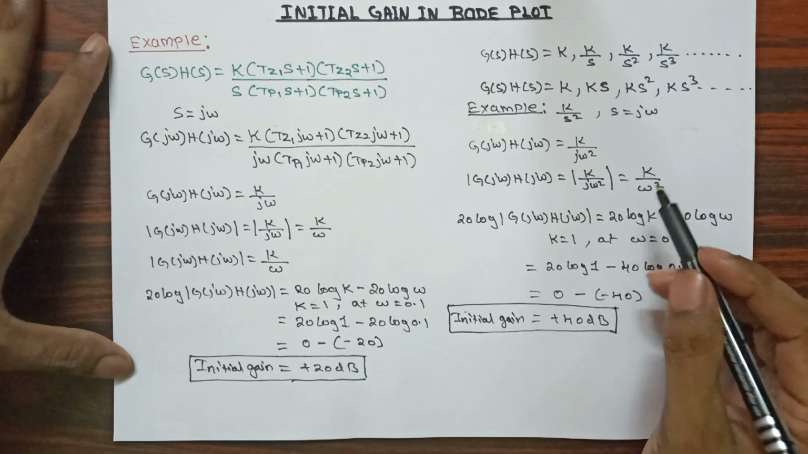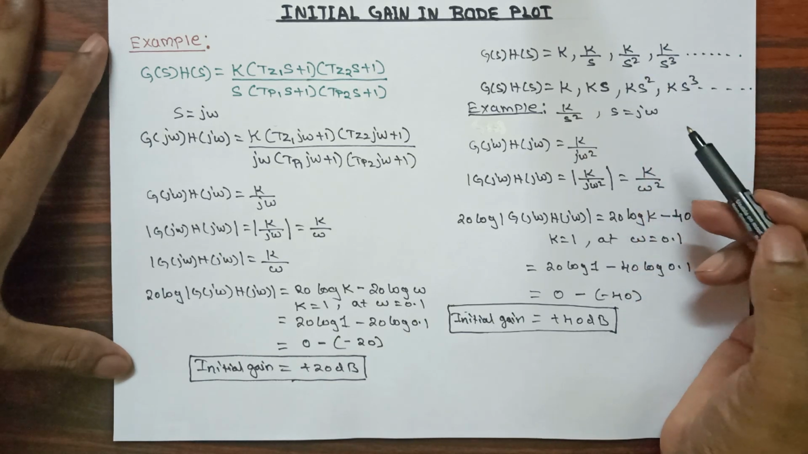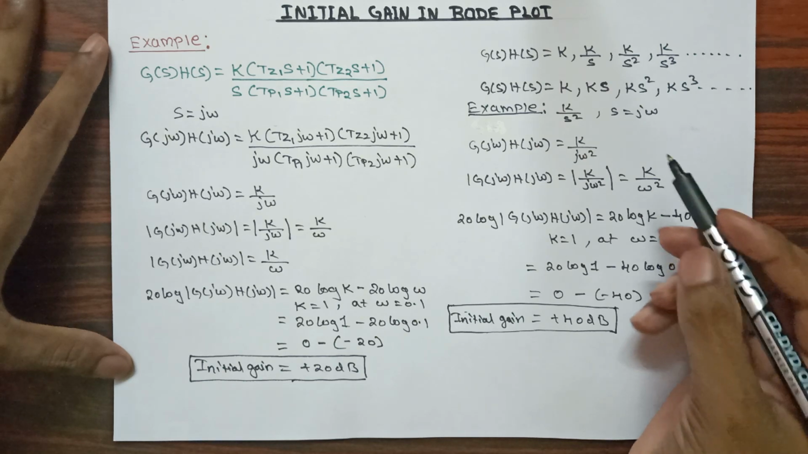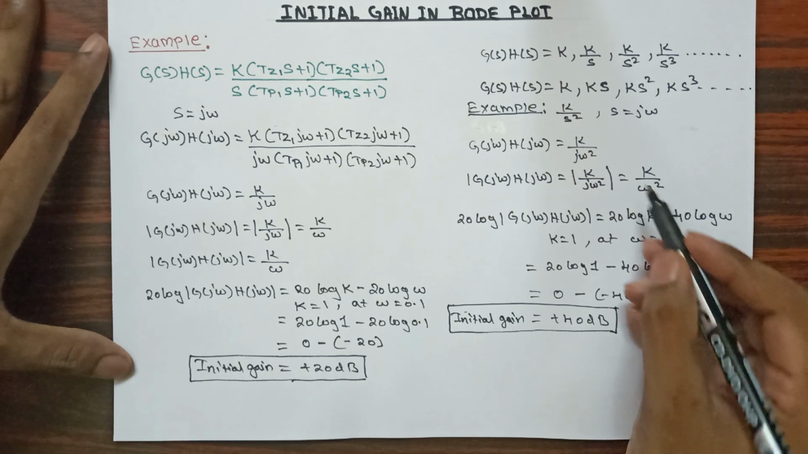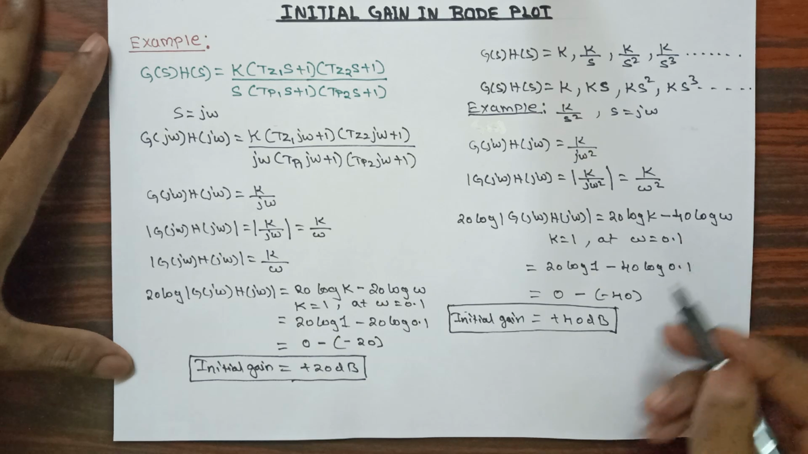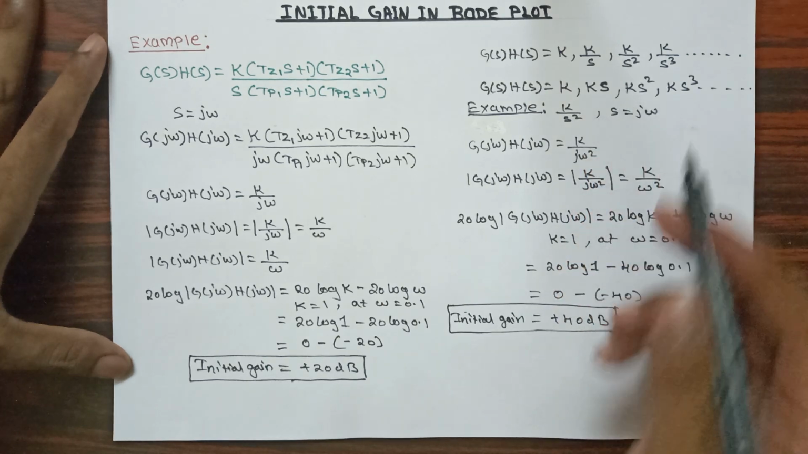Remember, if we have poles at the origin, then we need to consider the minus sign. If we have zeros at the origin, then the sign will change to plus. That is, if you have K into ω, then I need to consider plus here. Next, I will consider one example with respect to zeros at the origin.